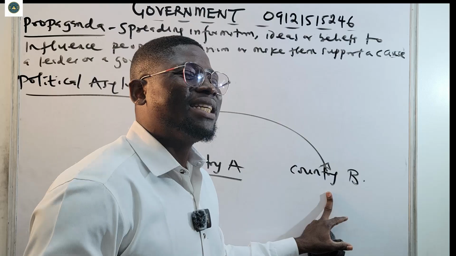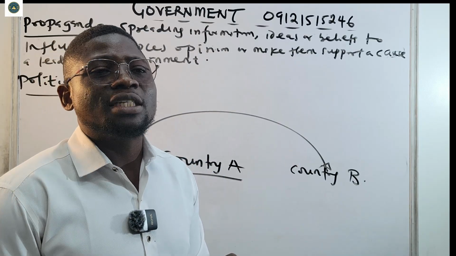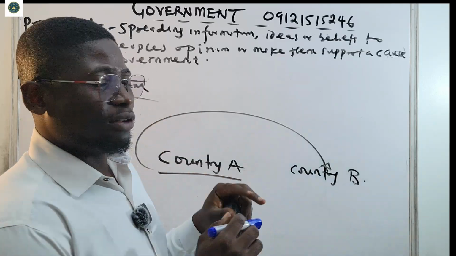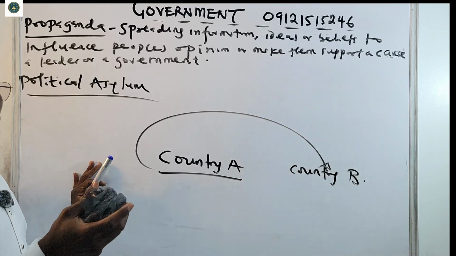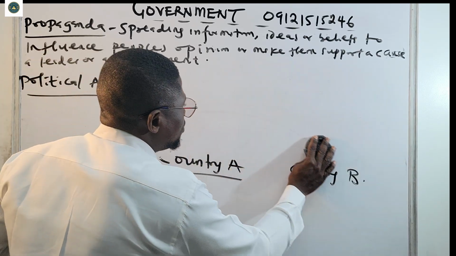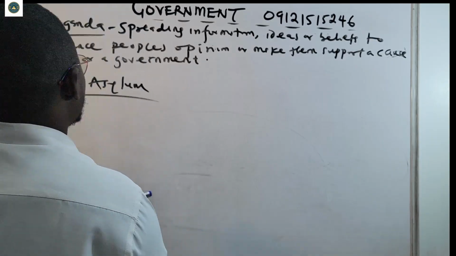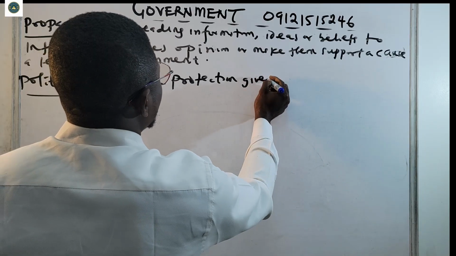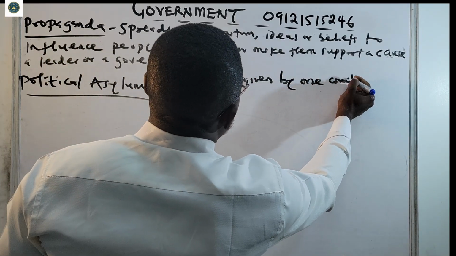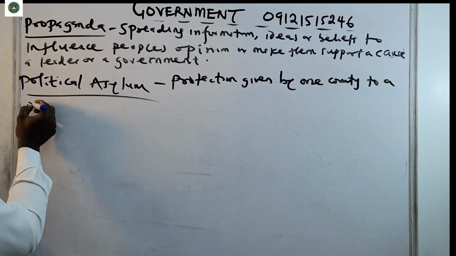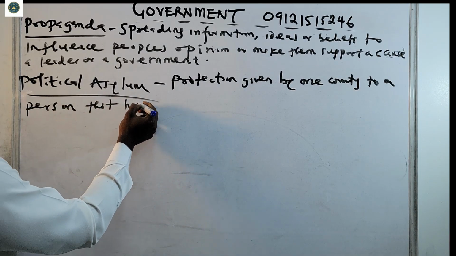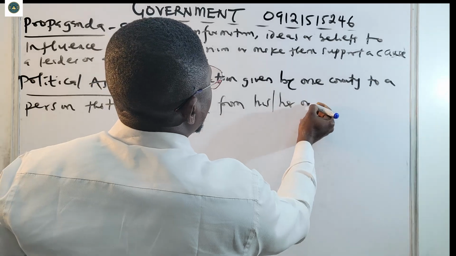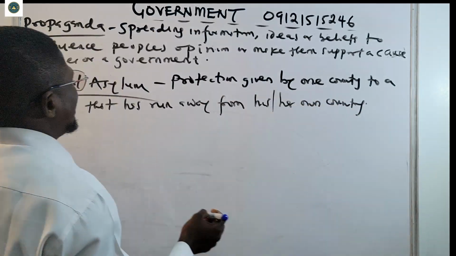So the country B government will take care of that person, will shelter him, they will clothe him, they will feed him, they will take care of him very well. He has a right. Every person has a right to political asylum. They are enshrined in international law. We are going to look at that. So, what is political asylum? We say it is protection given by one country to a person that has run away from his or her own country. That is what political asylum is.